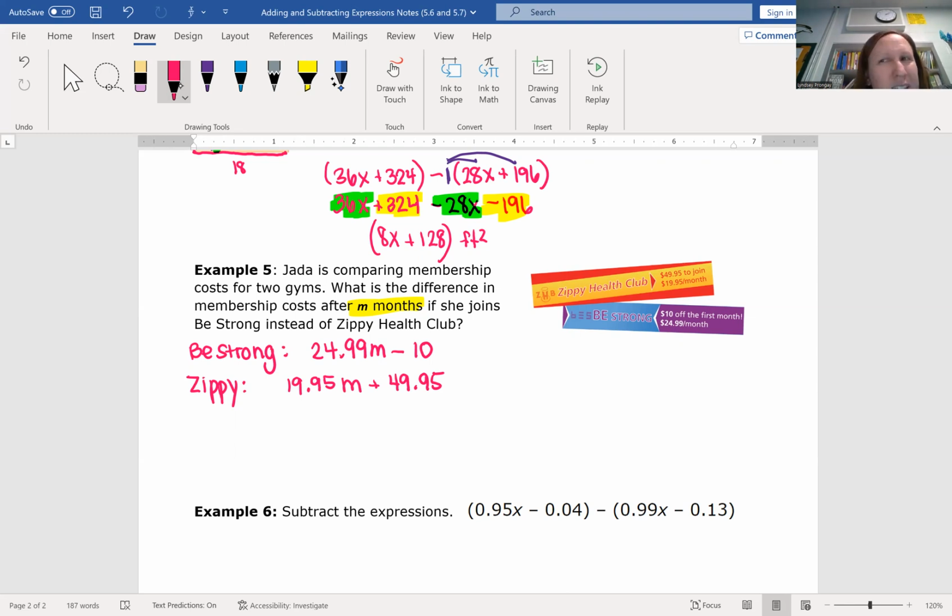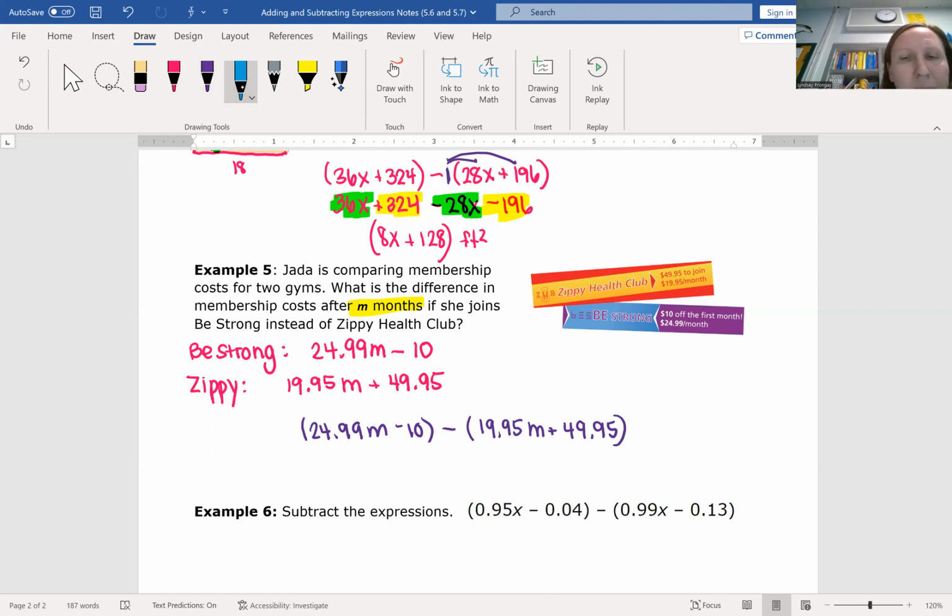Okay, but it's a little confusing in my opinion, which way we're going to do it. But I'm looking at this, and I see the Be Strong is $24.99 a month. The Zippy is $19.95 a month. I'm thinking we need to do this in a way where we take the Be Strong, which seems to be a little bit more, and subtract the Zippy. So I'm going to write this as $24.99M minus 10, so the Be Strong, minus that $19.95M plus the $49.95.